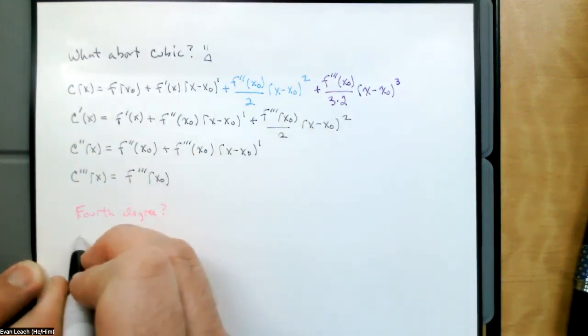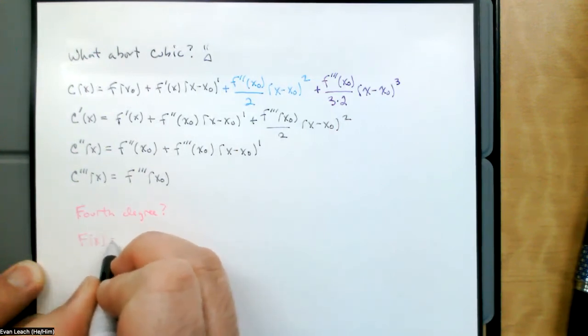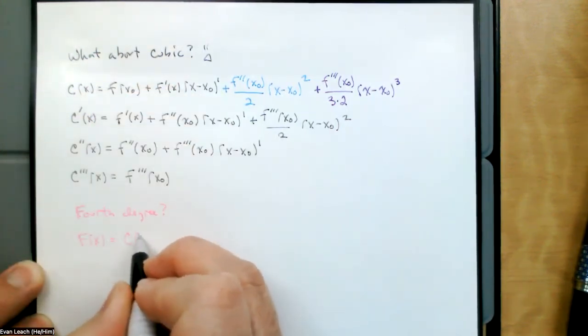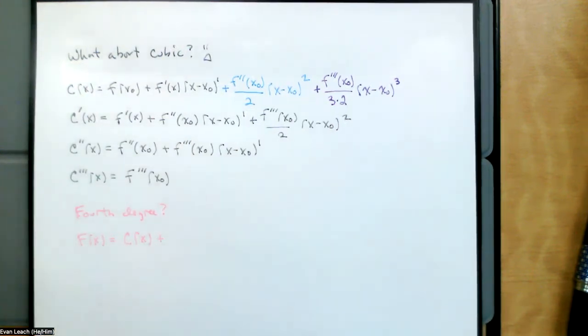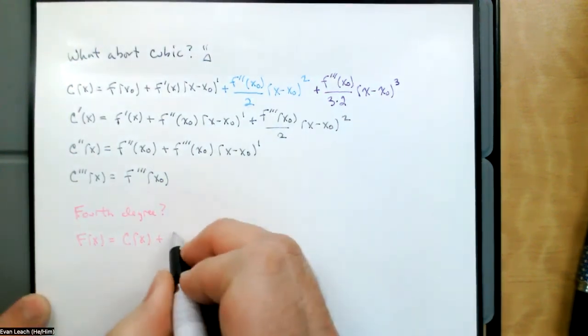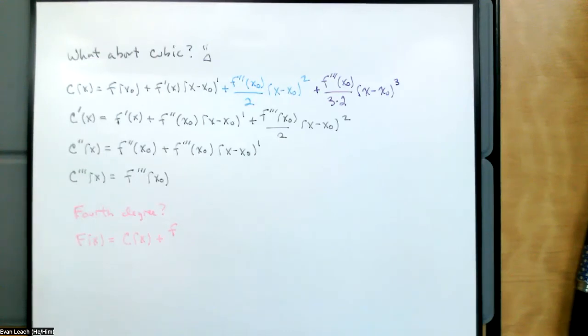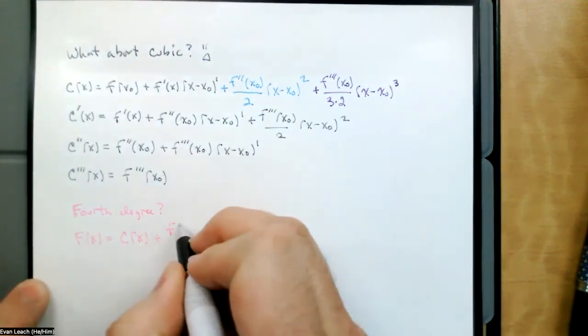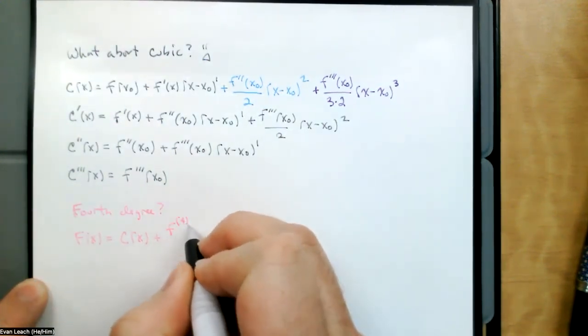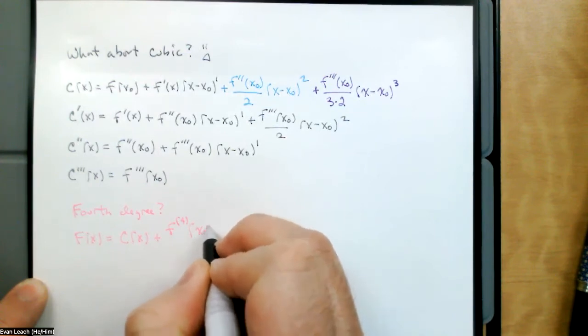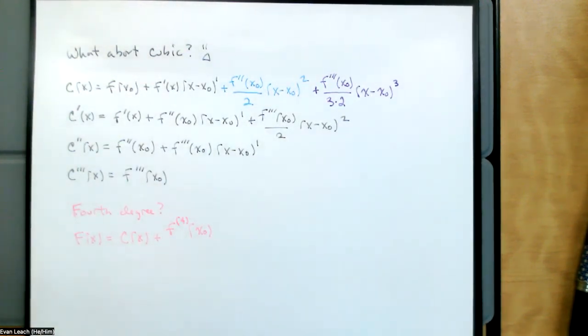So our fourth degree, I'll call it capital F at x. We'll start with all the stuff from C of x. And we're just going to have a fourth degree term, which will have our fourth derivative at x naught. At this point, there's too many primes to write 4 primes. So we just put a 4, but we don't want it to look like f to the 4th power. So we put it in parentheses. That's our notation for the fourth derivative of f as opposed to the fourth power.